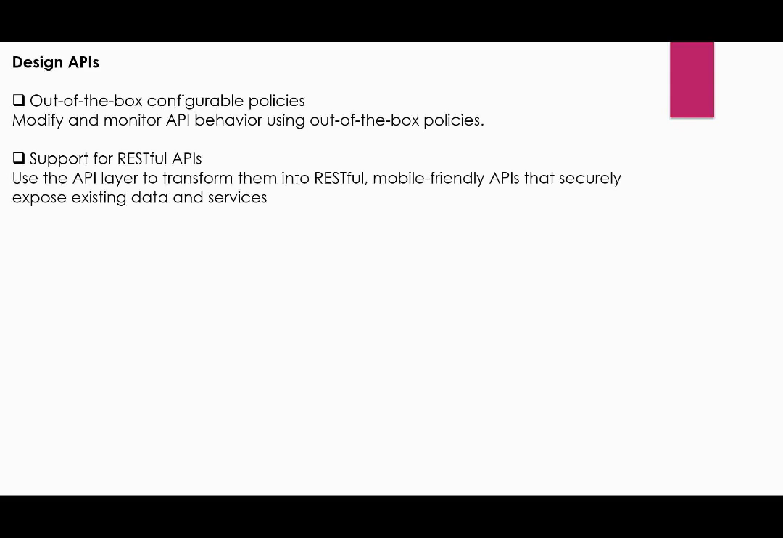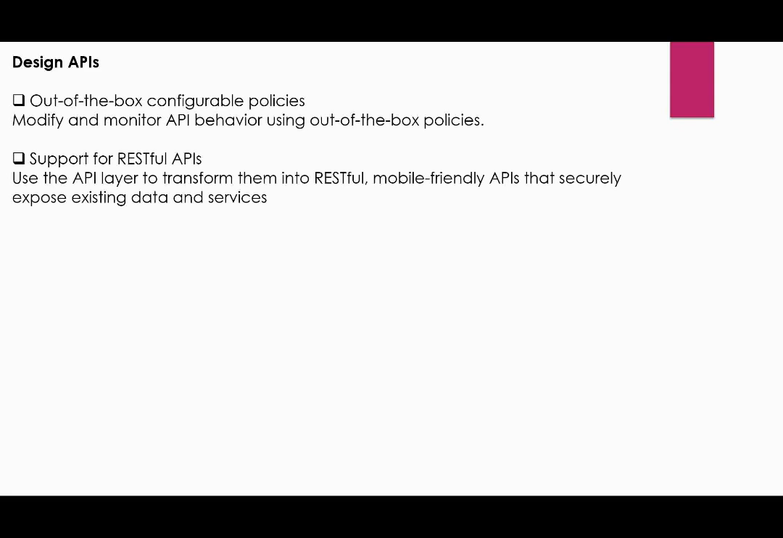So design API itself, right? We saw how we define API. So we go to the API proxy editor to design the API. And also while creating or designing the proxy, you can configure out of box policies. There are a lot of policies which you can configure, like quota policy, rate limiting policy, spike arrest policy, and JSON to XML conversion policy. There are many policies which you can apply, and you can get the benefit out of it as well. And support for RESTful API, for example the API layer to transform RESTful.